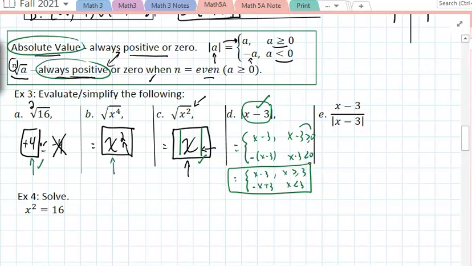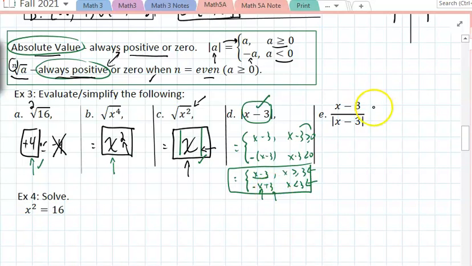If you pick x equals 7, 7 is bigger than 3. You put it right there. 7 minus 3 is 4. If you pick negative 7, negative 7 is less than 3. Minus a negative 7 is positive 7. Plus 3 is 10. It's always positive.